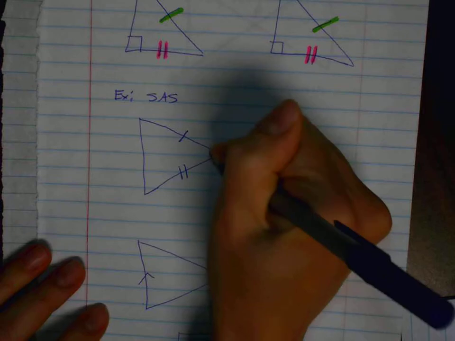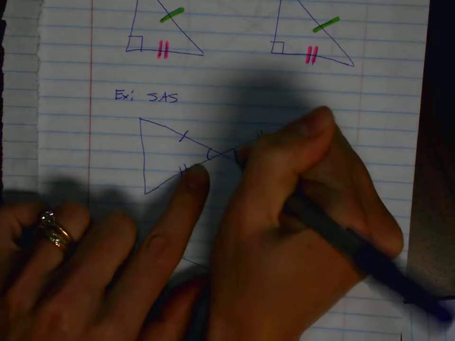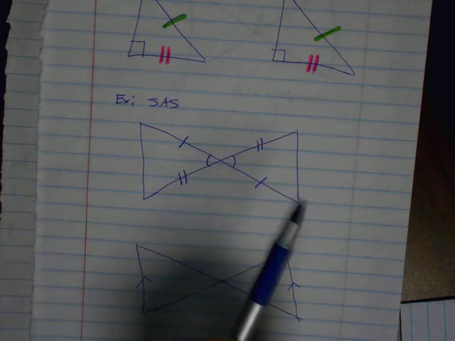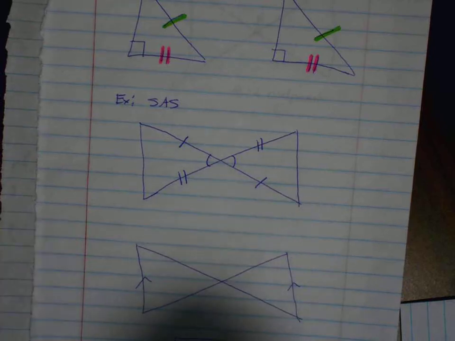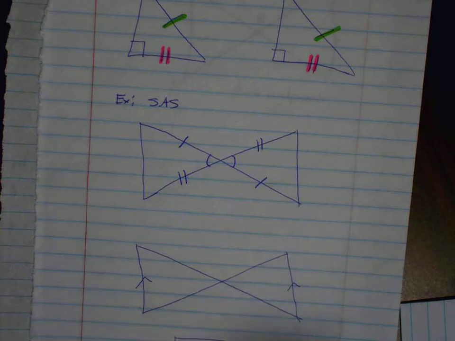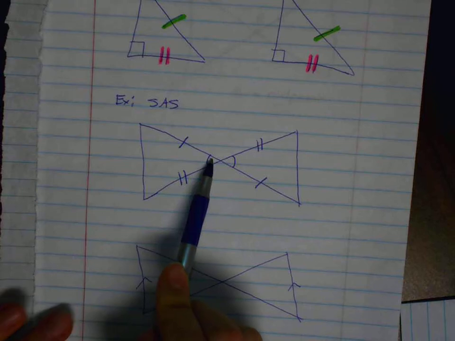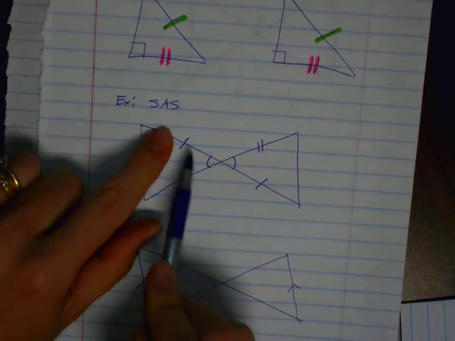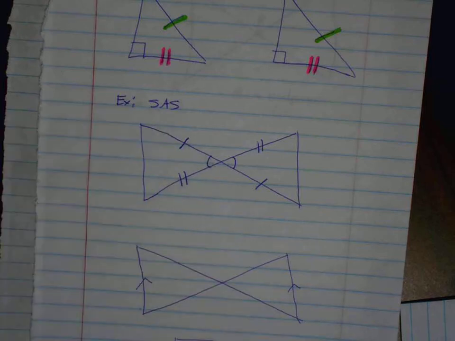Hopefully you can see that there is a vertical angle right here, right? Vertical angles are congruent. So on things like this, you have to look for those other things we know about, like linear pairs and vertical angles and parallel lines. You've got to be looking for those things because it's not going to be marked that way. It's expected that you will recognize this as a vertical angle, and then you can say, oh, side, angle, side, it's congruent.